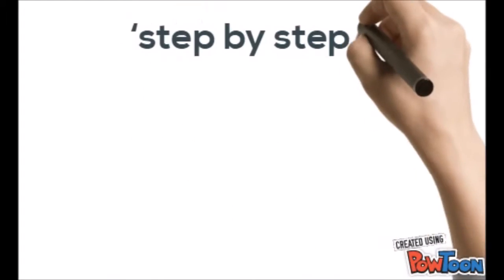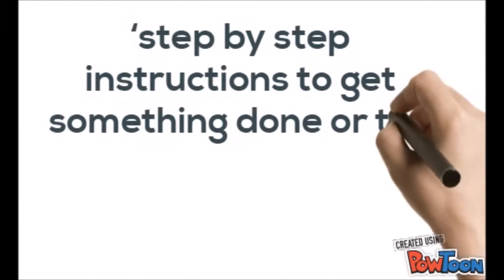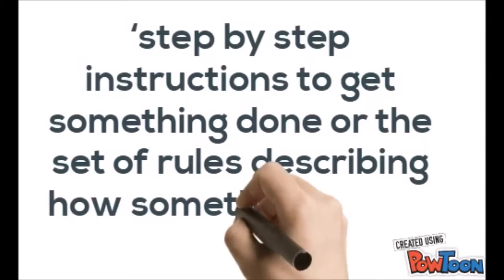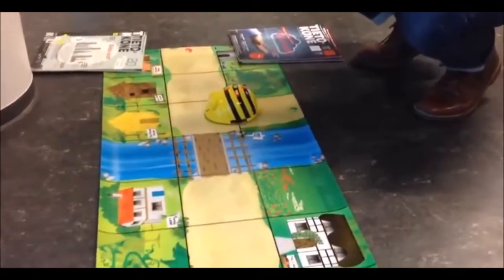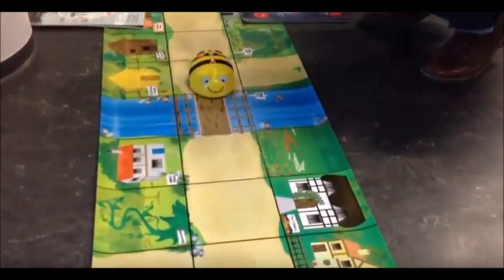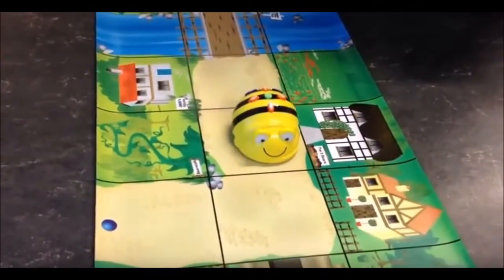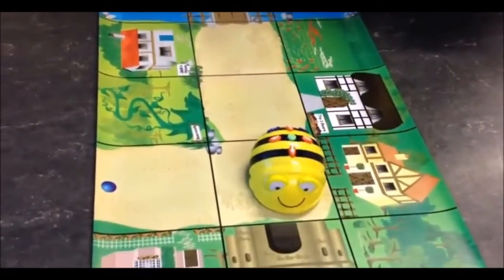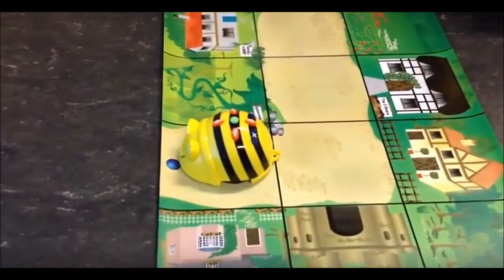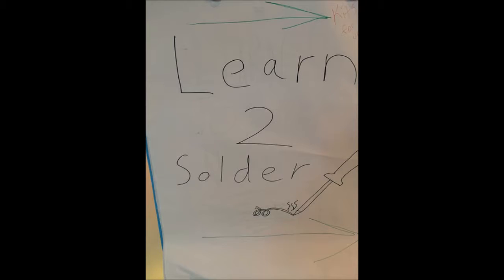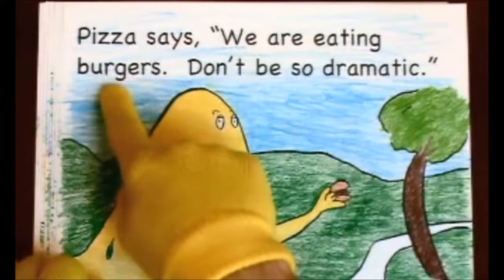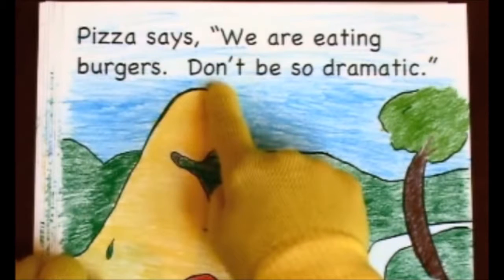Berry 2014 states algorithms are step-by-step instructions to get something done, or a set of rules describing how something works. We see this in computing when children are programming B-bots. Children will have to provide the B-bot with step-by-step instructions to reach a certain destination using a certain path. We also see algorithms in the primary national curriculum for English, where children are writing step-by-step instructions. So many computational thinking aspects are embedded into literacy, maths and reading.